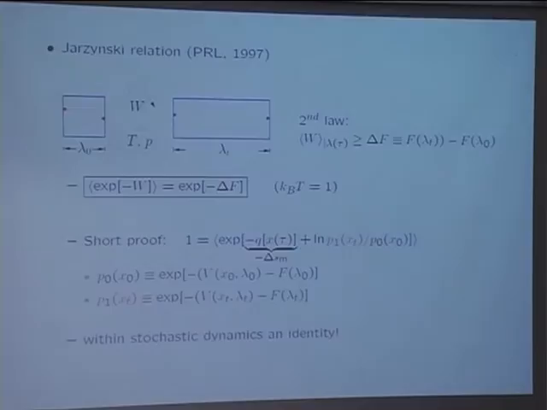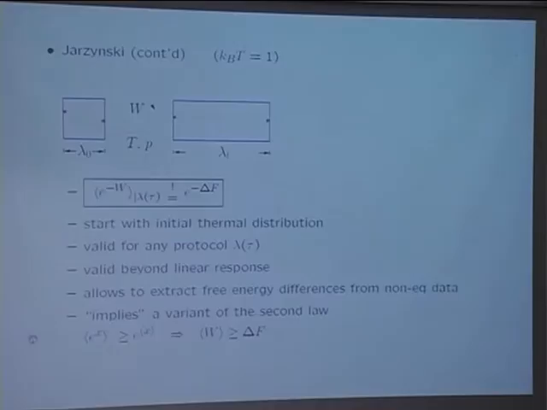Yeah, so let me add a little bit more information to Jarzynski. I think we said that the Jarzynski equality is valid for any protocol, valid beyond the linear response regime. Initially it was quite exciting because it seemed to allow extracting free energies from non-equilibrium data. Of course, you have to realize this is a non-linear average and rare events may contribute substantially, so you have to be a little bit careful with the statistics, and there's a whole field of people trying to deal with that. And it was pointed out that, of course, this implies this form of the second law.